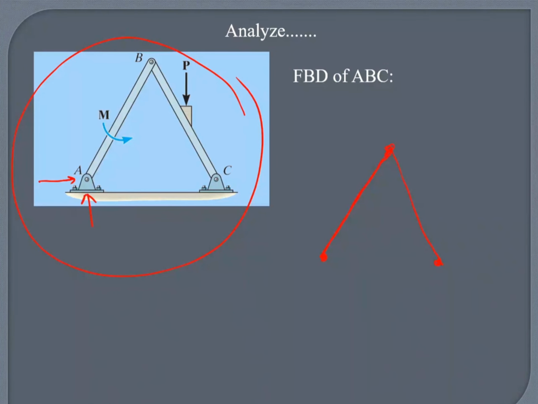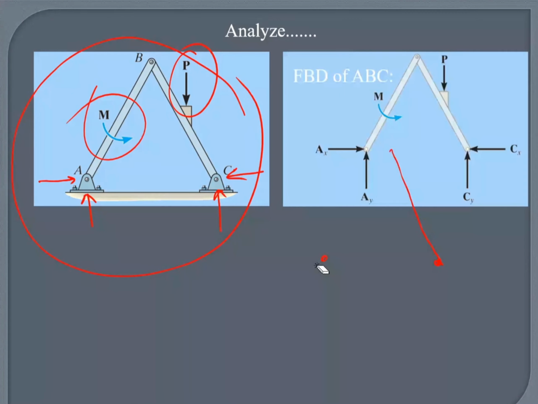And at C, again, I've got 2 reaction forces. And I've got the active forces. So in simple words, my free-body diagram looks something like this. Is this clear to everyone? Yes. Okay.